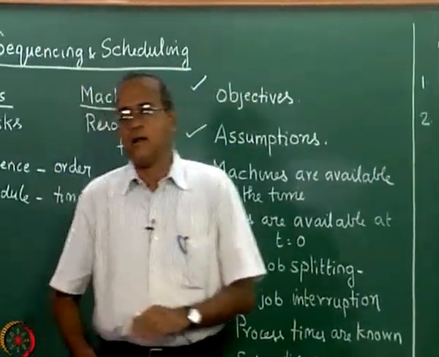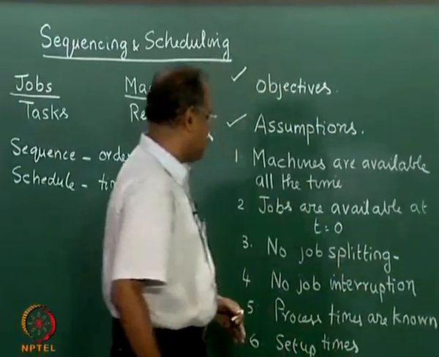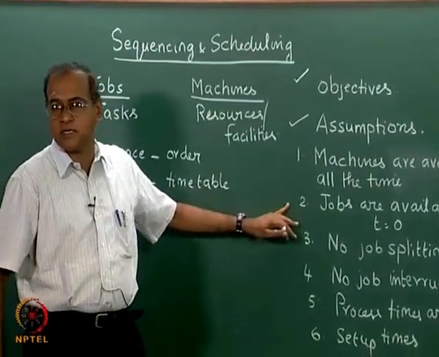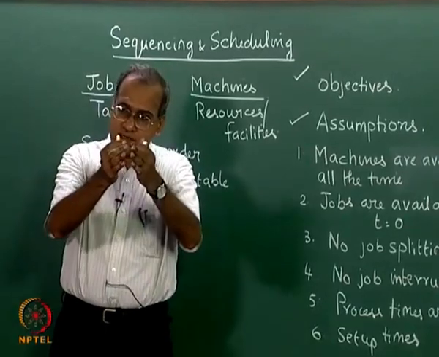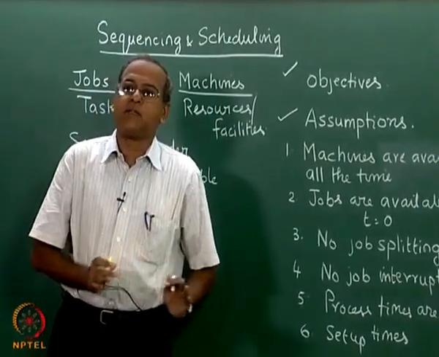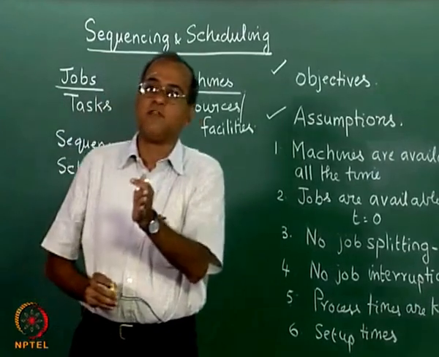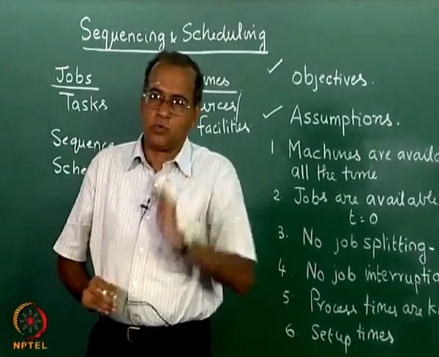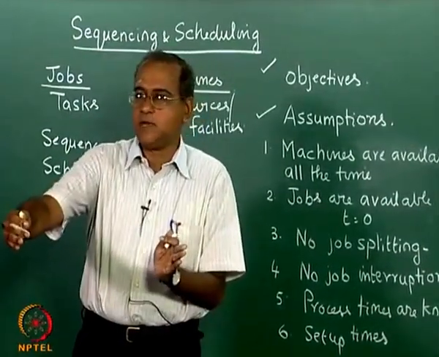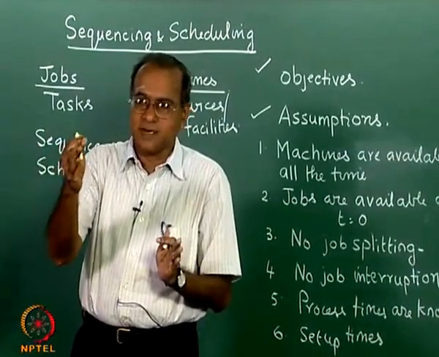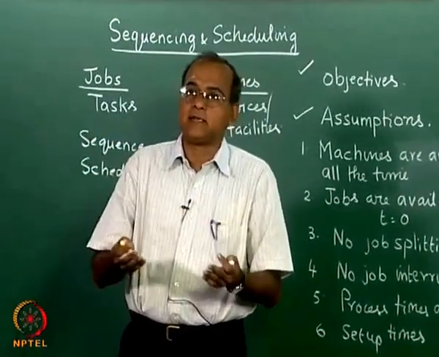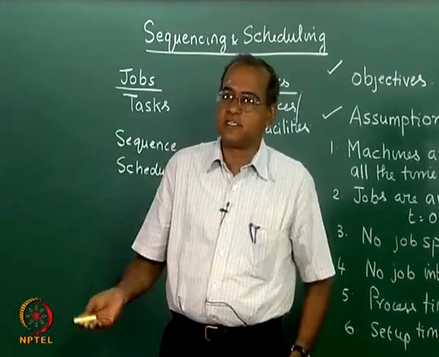But if we relax one of the assumptions that all jobs are available at time equal to 0, or the job is available at time equal to 0 but is taken up for processing first, say at time equal to 2, and then finishes at time equal to 10, the completion time is still 10, but the flow time is 8 because it started at 2 and finished at 10.